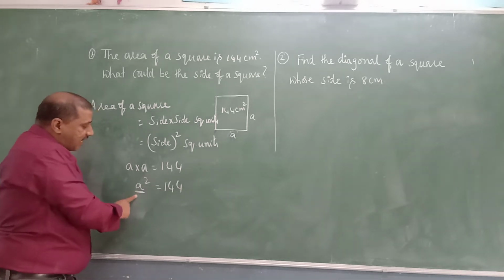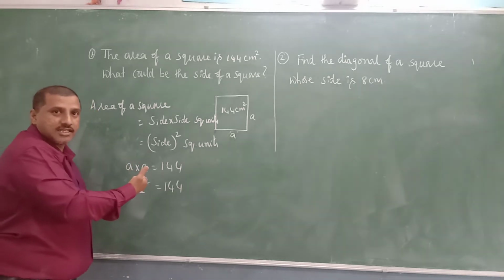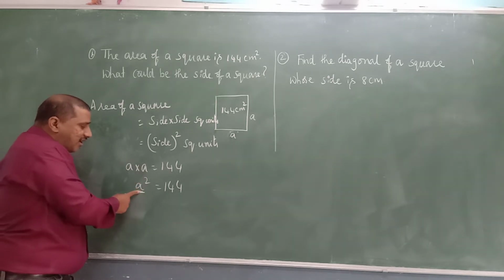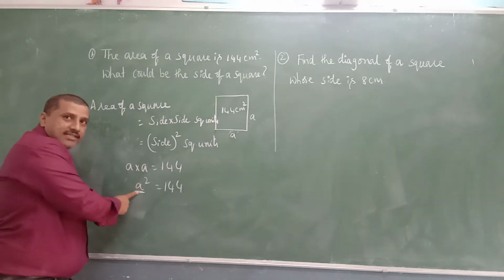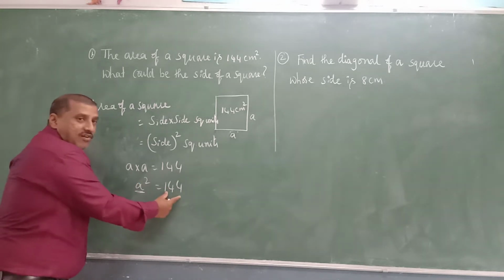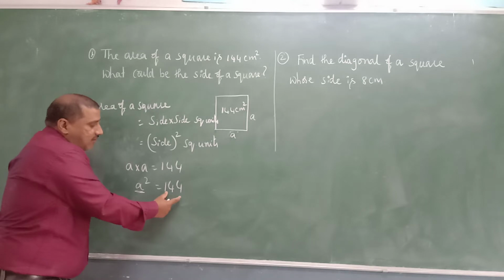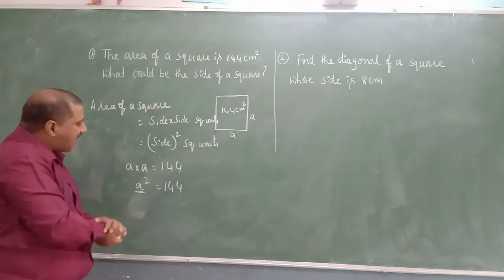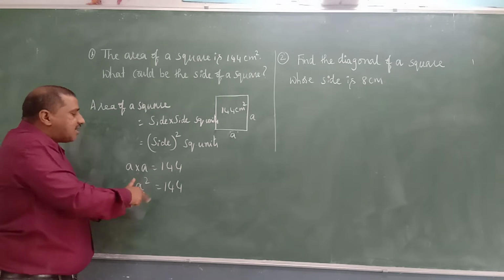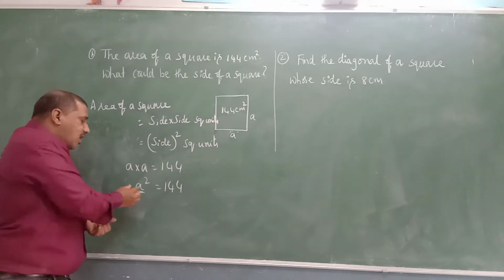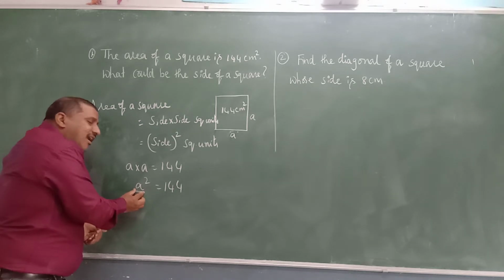Then how do you find that? By using the square root concept. What do we call this number A? This number is a natural number whose square is 144. So to find the side of the square, we have to find A. A is equal to square root of 144.